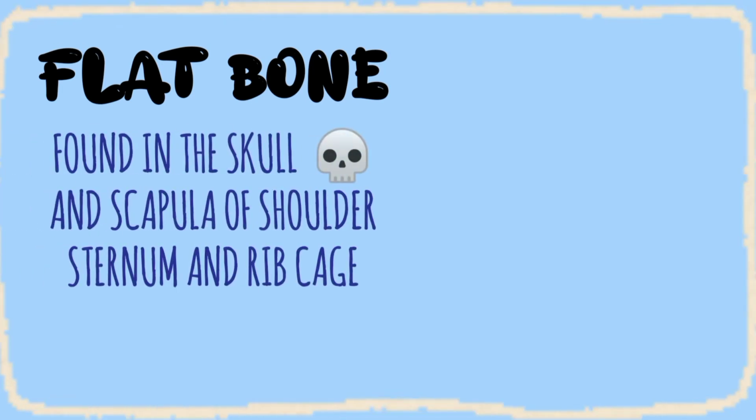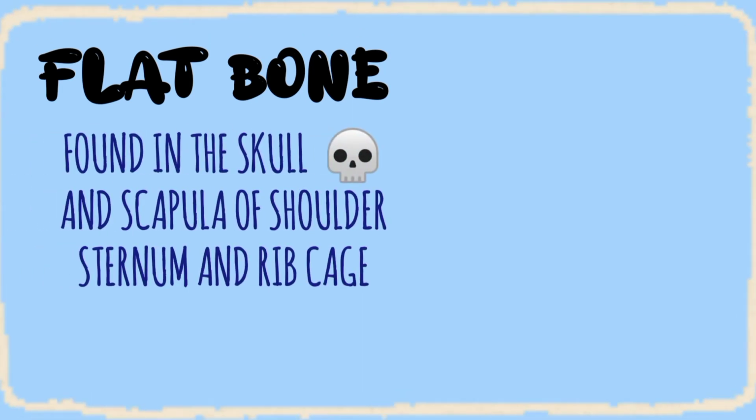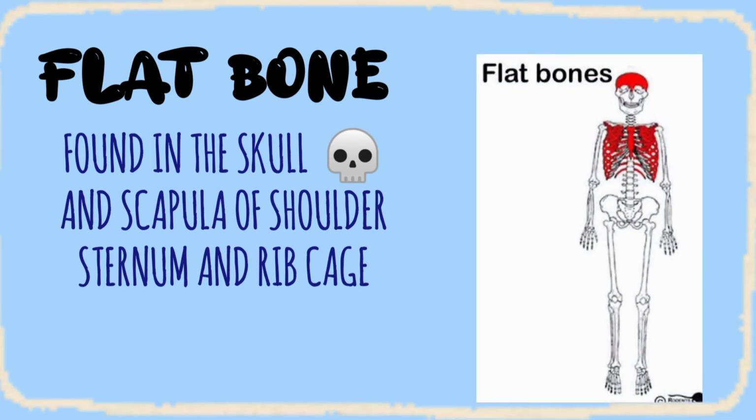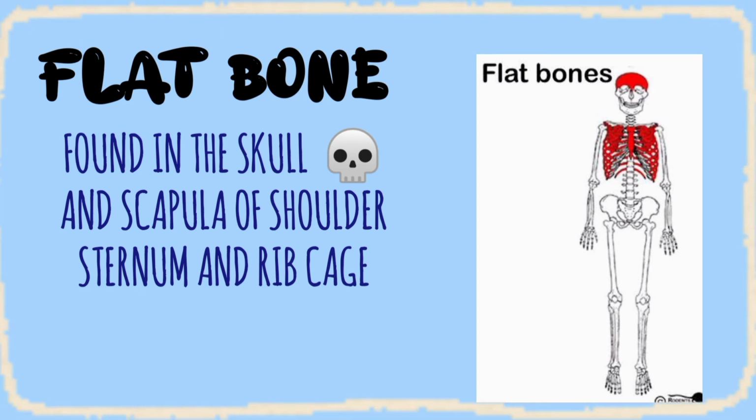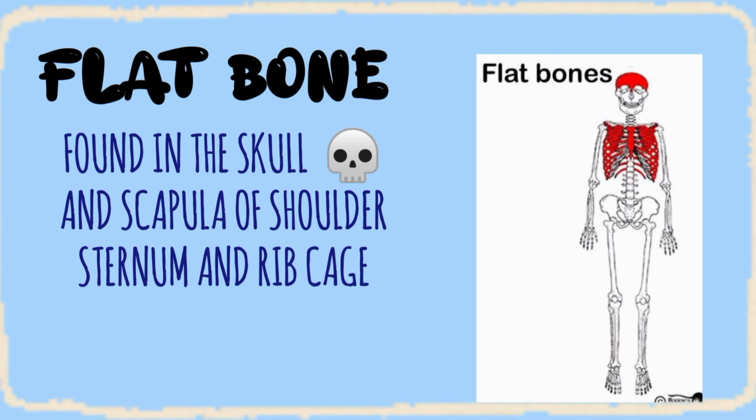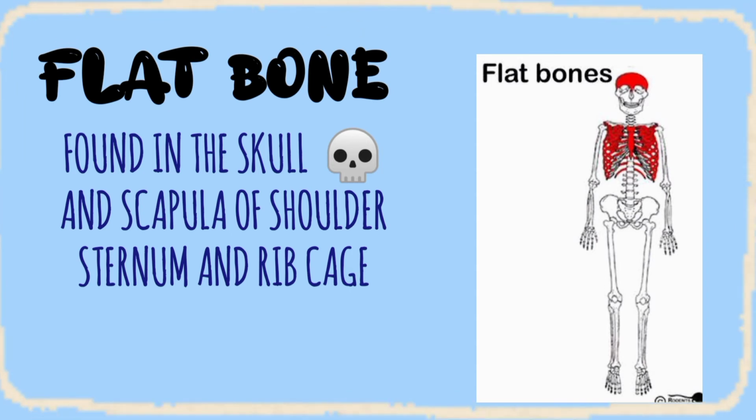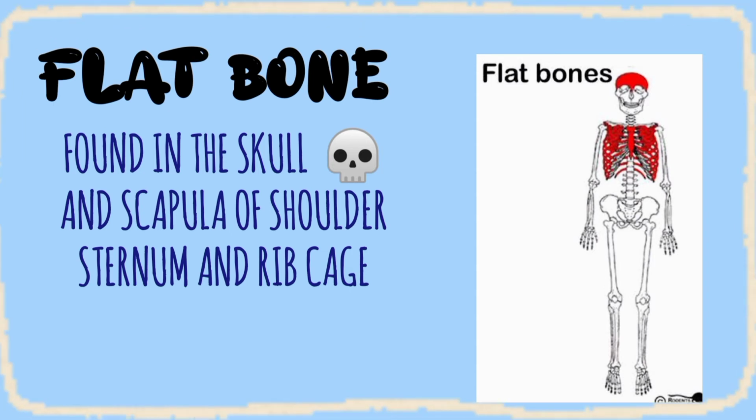The flat bones are found in the skull, the scapula of the shoulder, the sternum and the rib cage. All these bones are highlighted in this diagram with the red color. The whole skull is not made up of flat bone. Some parts of the skull, like the frontal and the parietal bone, are flat bones, while others may be irregular in nature.